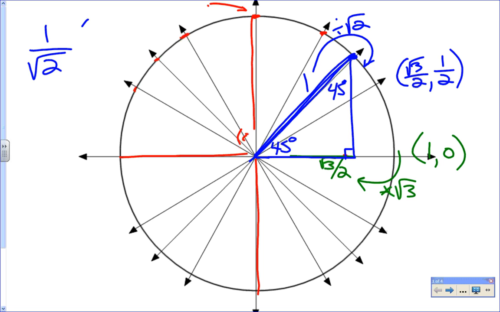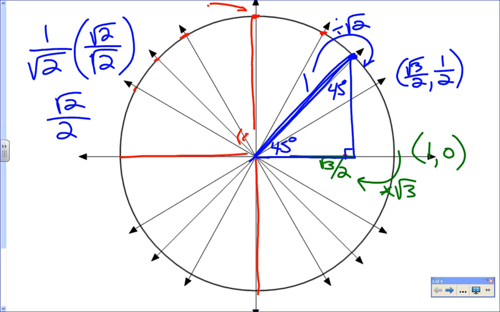Multiply by, what's this called again? The conjugate, or we call it what? 1, right? Funny form of 1. And so we get 1 times the square root of 2. Well, that's the square root of 2. Square root of 2 times the square root of 2 is the square root of 4, which is just 2. So this side here is the square root of 2 over 2. Agreed?